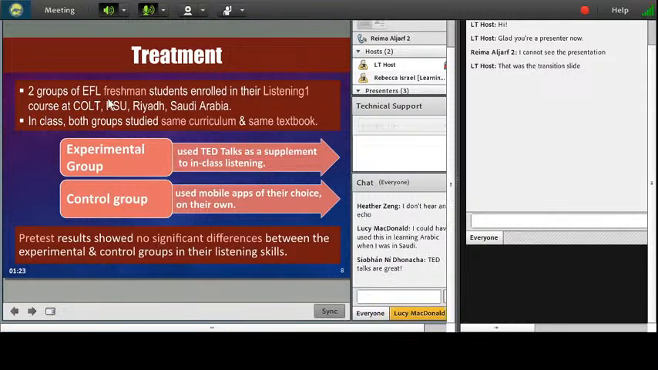I was teaching two groups of EFL freshman students, and those were enrolled in a Listening One course at King Saud University in Riyadh, Saudi Arabia. Both groups received in-class instruction. They studied the same curriculum and the same textbook, but the experimental group used TED Talks as a supplement to in-class listening, and the control group used mobile apps of their choice on their own without the help of the teacher. At the beginning, both groups were given a pretest. The pretest results showed no significant differences between the experimental and control groups in their listening skills.